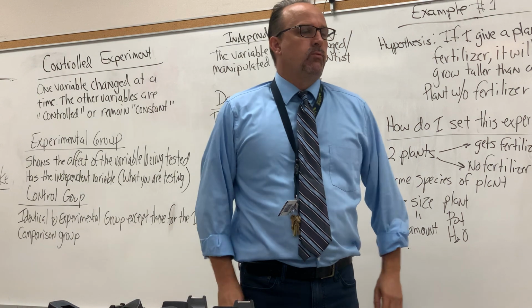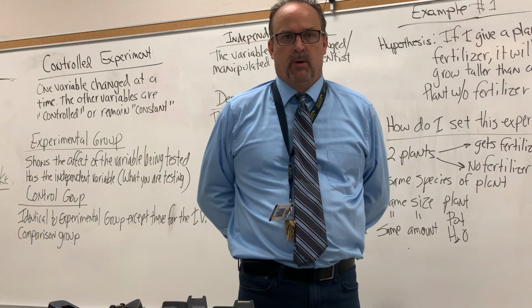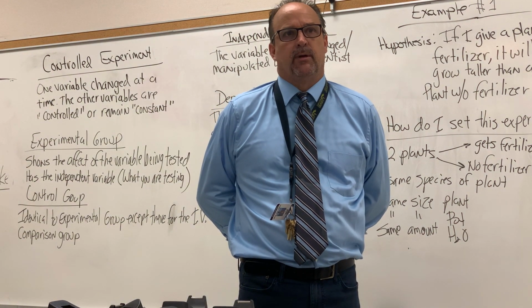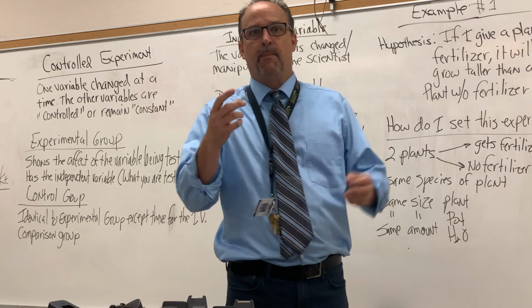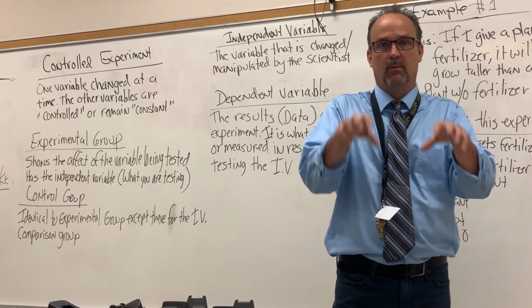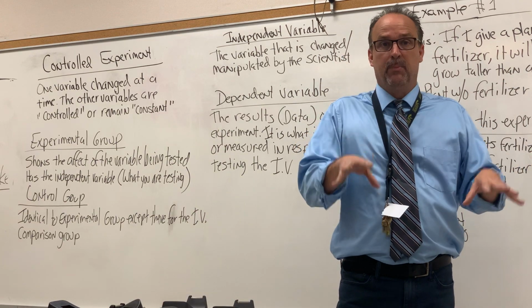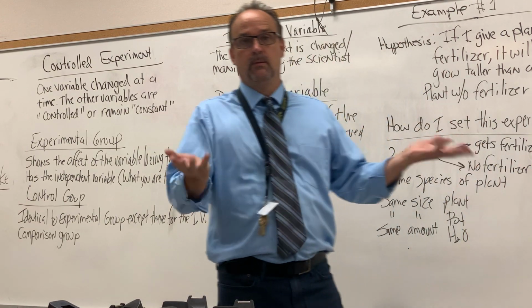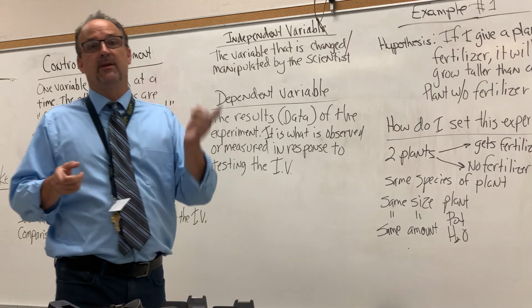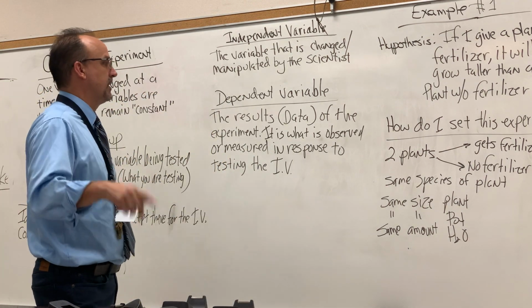If I want to test whether a tennis ball bounces higher than a baseball, my independent variable is the type of ball, right? Because I'm going to have a tennis ball and a baseball, and I'm going to drop them both and see what happens. So my independent variable is the ball, and the dependent variable will be the height. I'll explain that in a second.